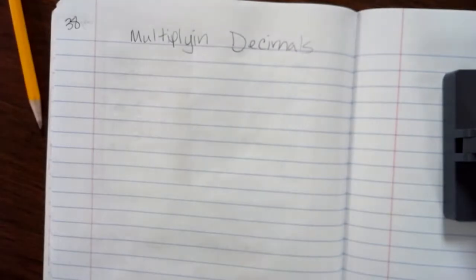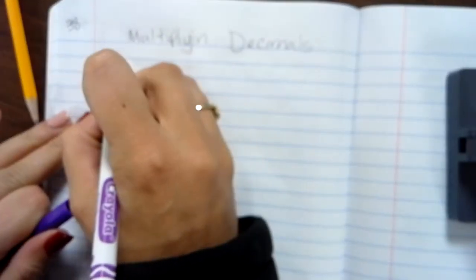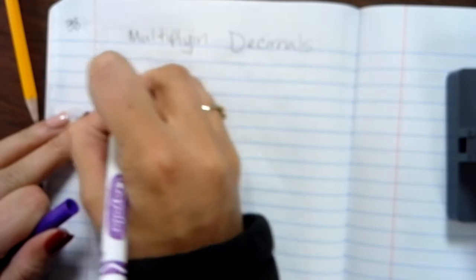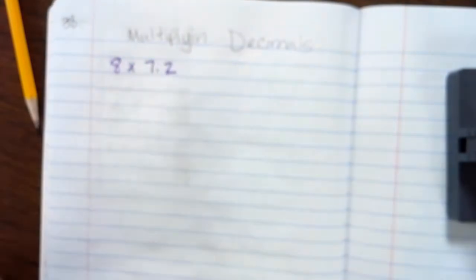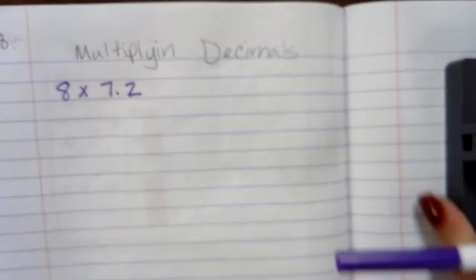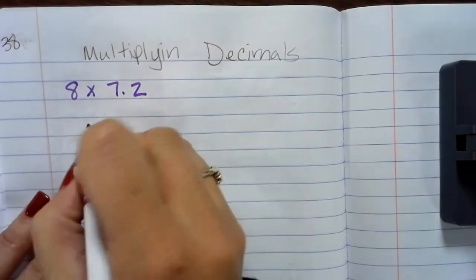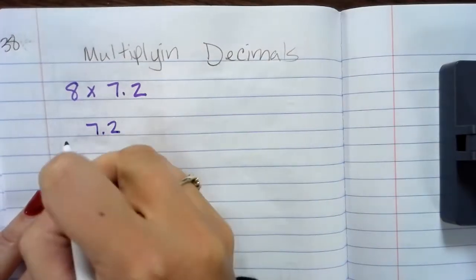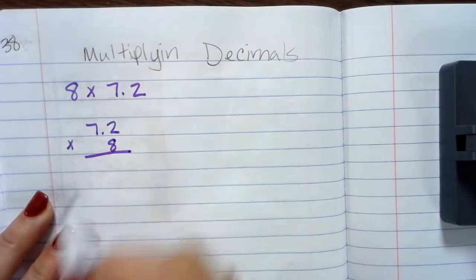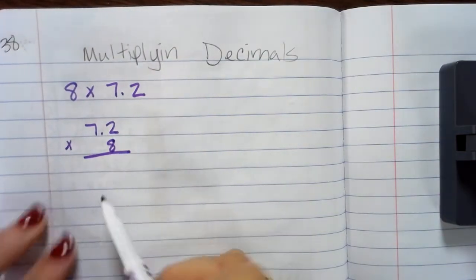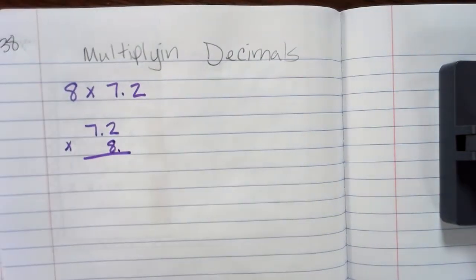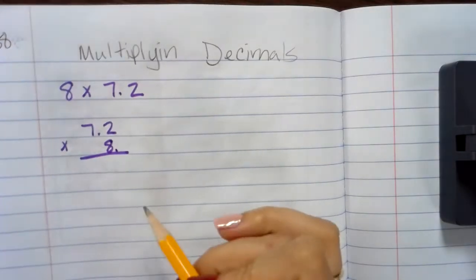So my first problem, if you read it this way, says 8 times 7.2. Whenever you're multiplying, it really does not matter which number goes on top, but Miss Webster always puts the longer number, the number with the most digits, regardless of a decimal, on the top. So I would write this out, 7.2 times 8. Okay? There's no decimal in 8, and if I don't see a decimal, we know it goes at the back of it. Then I'm just going to multiply out like normal.